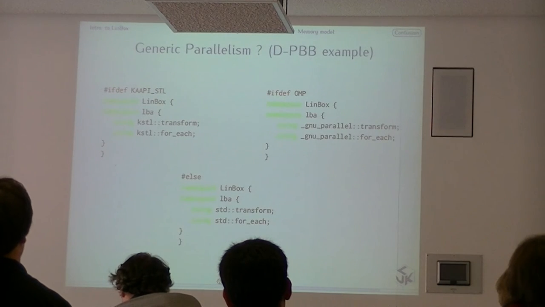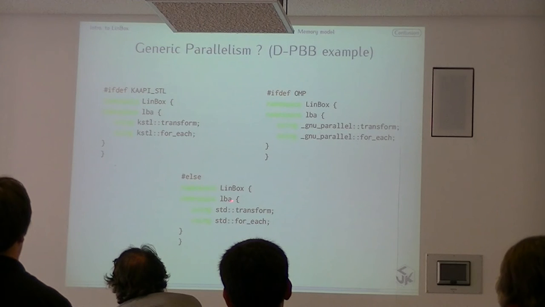How can this be implemented? Well, maybe just by pragma. If you want to use KAAPI, then use KAAPI. If you use OpenMP, OpenMP. If we don't have anything, we just fall back to the STL, which is not necessarily the parallel STL.